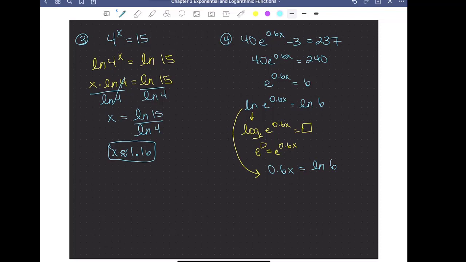And then to solve it for x, what am I going to do? I'm going to divide by 0.6. And I don't know, I think we get something like 2.99. That's my guess.